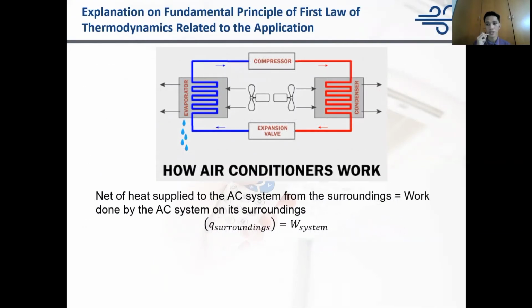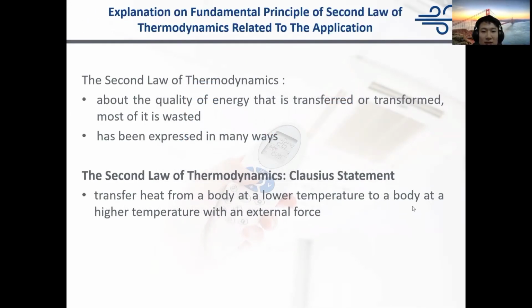From the first law of thermodynamics, we can conclude that the heat supplied to the air conditioner system from the surrounding is equal to the work done by the air conditioner system on its surrounding. So the total heat of the surrounding is equal to the work done by the system of the air conditioner.